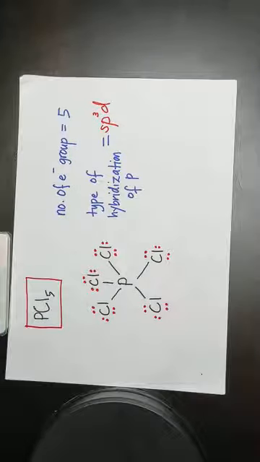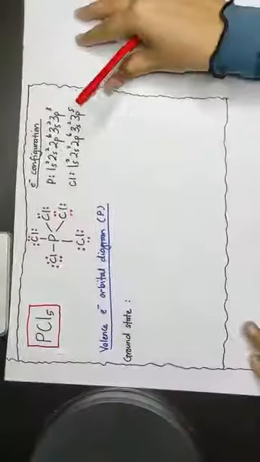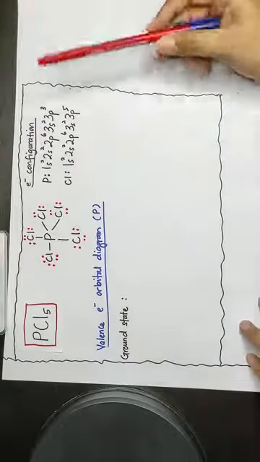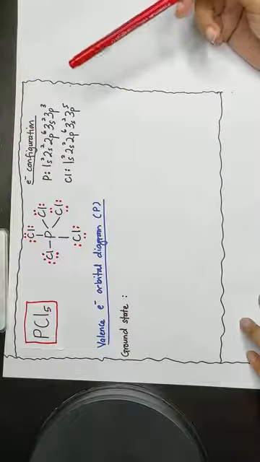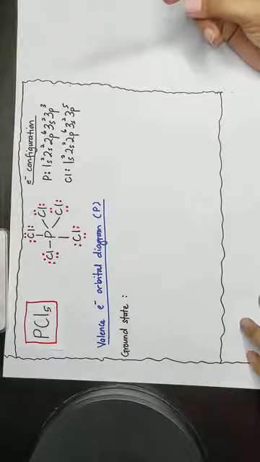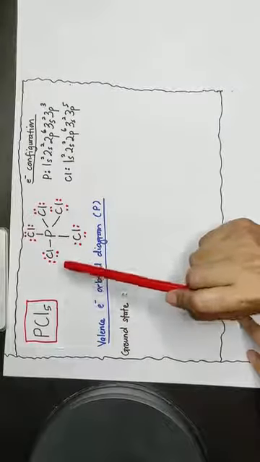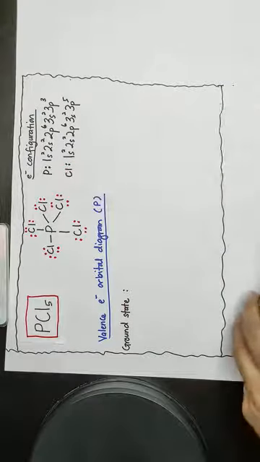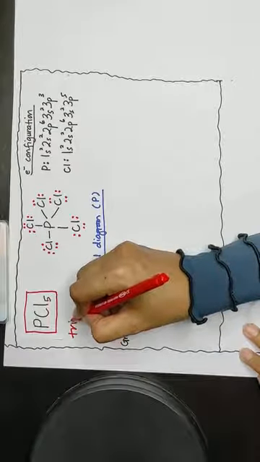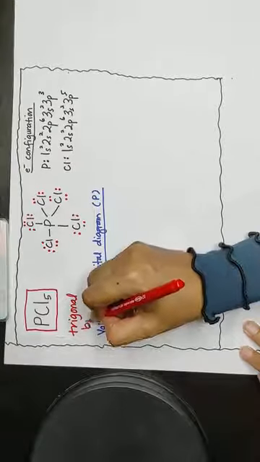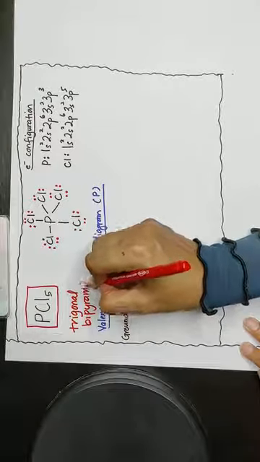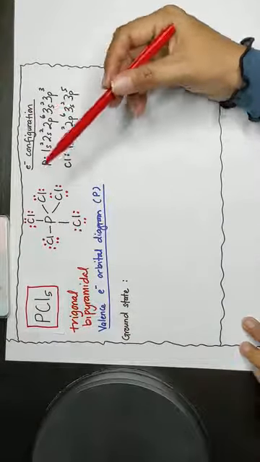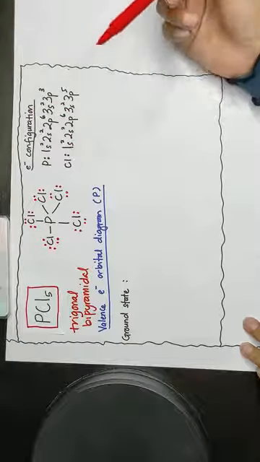Now let's describe the hybridization process undergone by phosphorus. From the Lewis structure, you have to determine the molecular shape first. From the valence shell electron pair repulsion theory, you can see the molecular shape of phosphorus pentachloride is trigonal bipyramidal. This is important before you can describe the hybridization process.